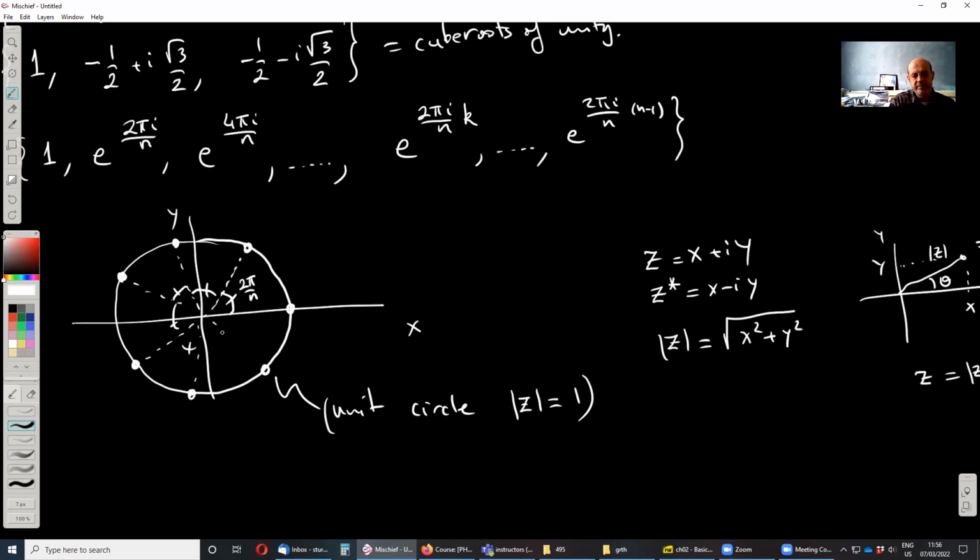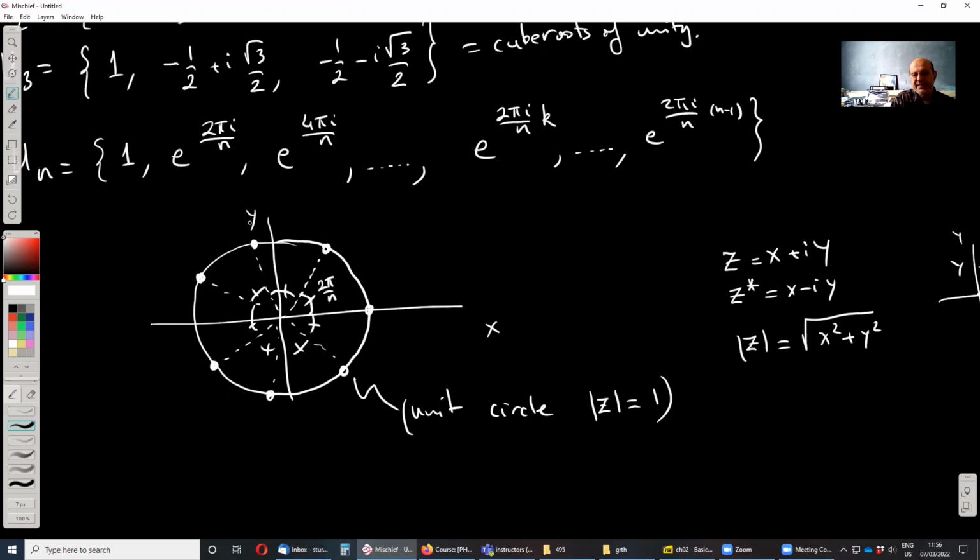Okay, let me cut the story short. So these are essentially these numbers in here, right? That's the number 1, that's the number e to the 2 pi i over n. It has modulus unity, and so on. So these are the numbers where the nth power is equal to 1.